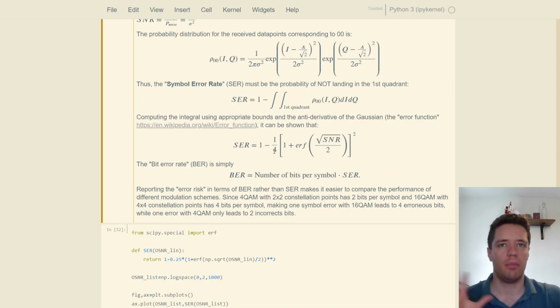Now, this exact expression here only works for 4-QAM. There's going to be a different expression for other modulation schemes, but this one is fairly easy to compute, so do give this integral here a try yourself.